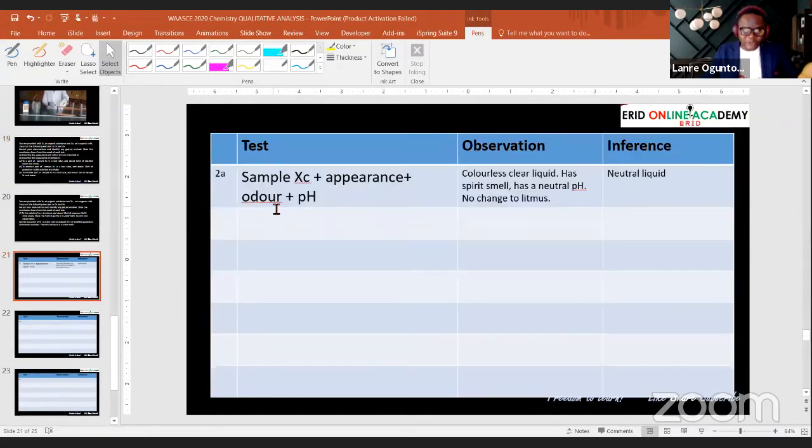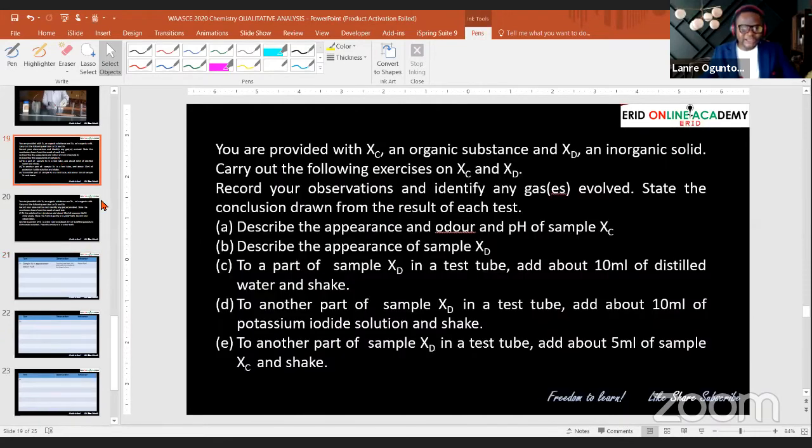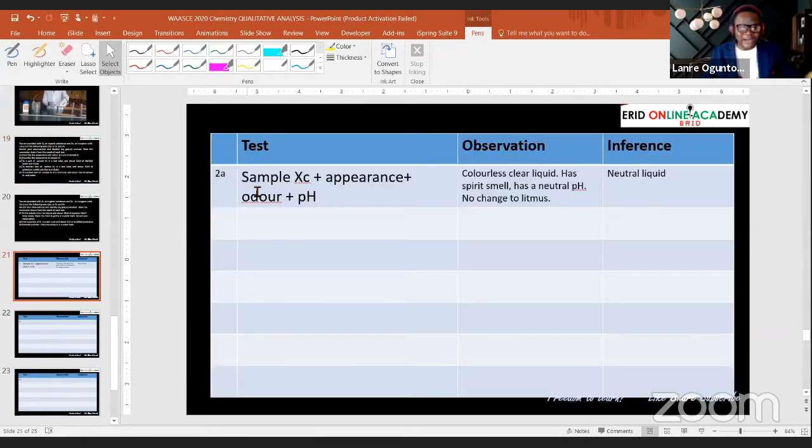Okay, the first column here, you will take it from the question, but you're not going to write it down verbatim. There is a way you phrase it. If you look at the question here, it says, describe the appearance. So I go back to my table and say sample C, or sample XC, sample D, sample E, whatever name they call the sample, plus the test. The test you have to carry out, you write it in the form of plus appearance, odor, plus pH, to check the appearance and the pH of the liquid given to me.